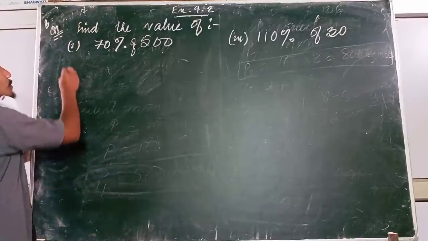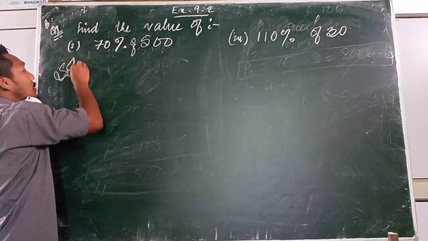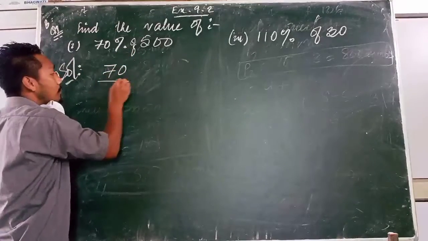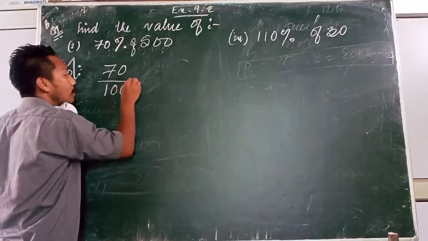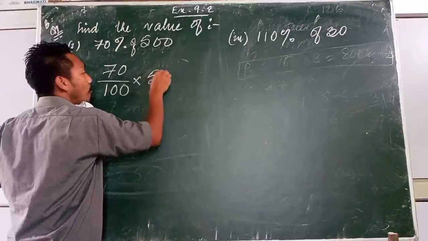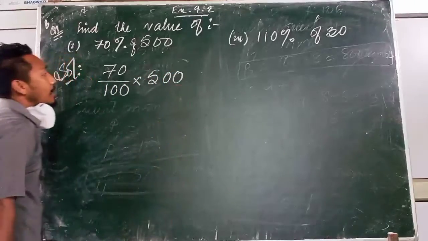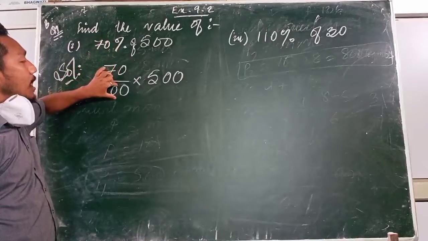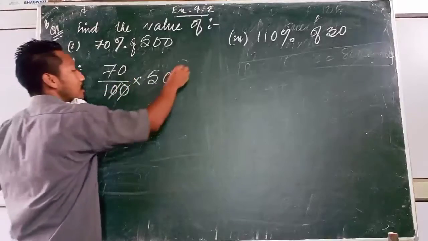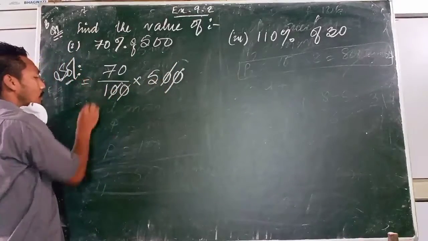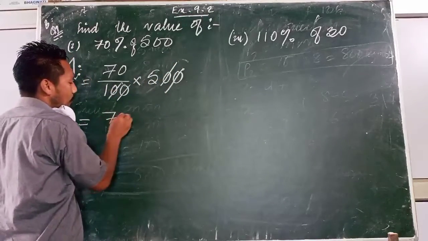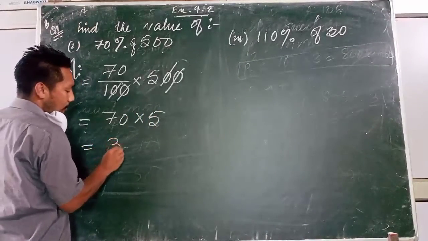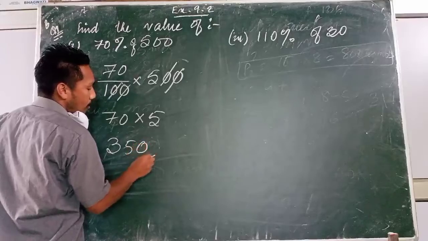Let's try to solve this. 70 percent will be written as 70 over 100. "Of" will be converted into a multiplication sign, times 500. The percentage sign is written as 100. So the zeros cancel, and we remain with 70 and 5. Multiply these: 7 fives are 35. So this is your value.